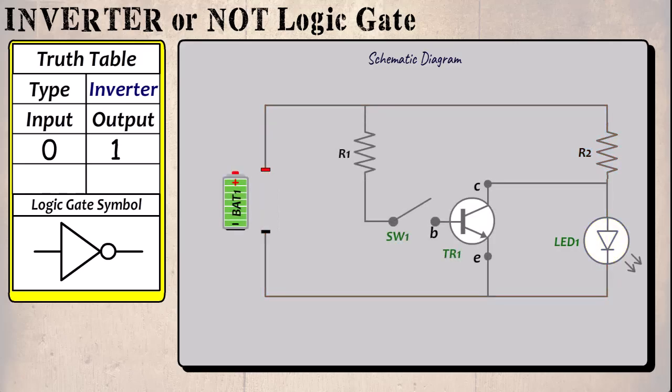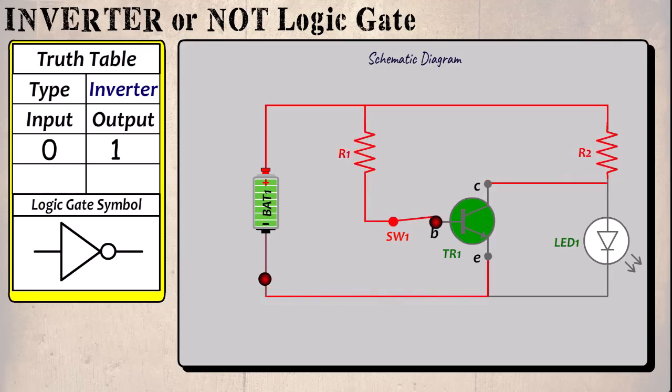Let's reattach the battery, R1, SW1 and TR1 to switch back to our original circuit. This time we shall close the switch. Current flows like before through R1 and R2, but this time the switch is closed and the transistor becomes conductive between the collector and emitter. This reduces the voltage across the LED, so this time the LED does not light.